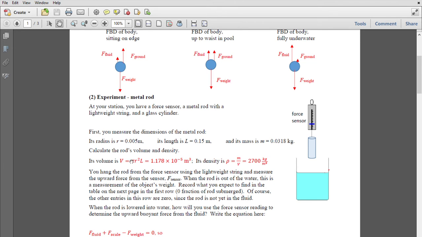We're asked to calculate the volume of it. That's just pi r squared times the length of it. So I did that in cubic meters. And then the density in kilograms per cubic meter is just the mass divided by the volume. We've got the mass and we've got the volume. So here, in case you haven't noticed, I'm putting my answers in red.